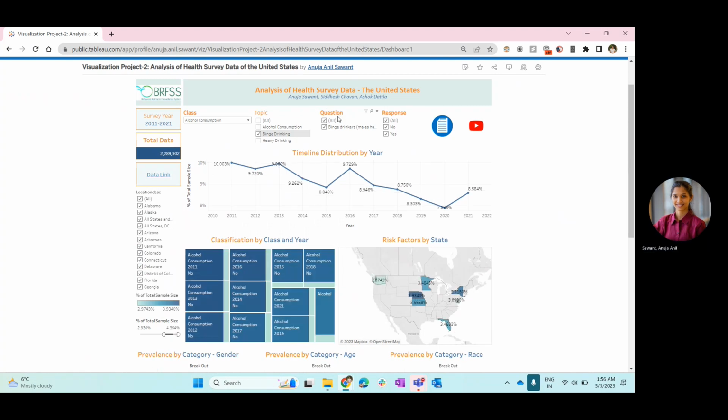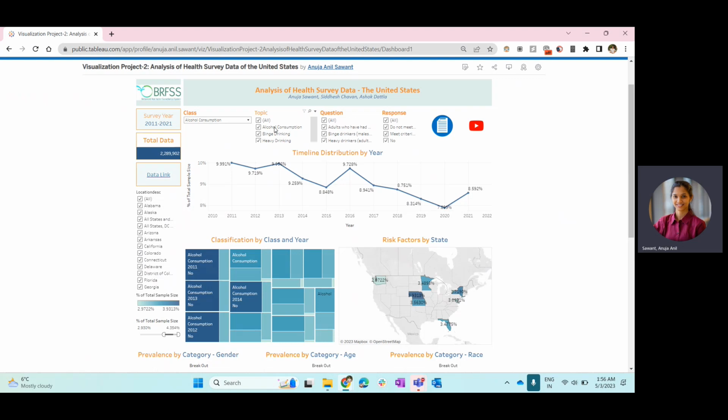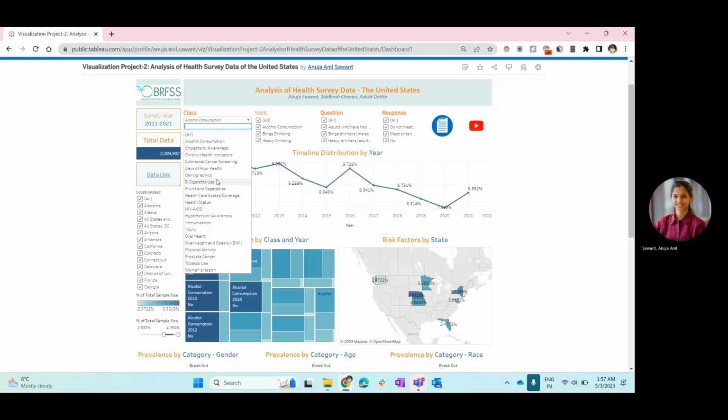With this, I want you to see a correlation: for those who are the highest drinkers, what are their health statuses? Unlike alcohol consumption, we can also check for tobacco use or e-cigarette use trends, like which state is recording the highest tobacco use and so on.